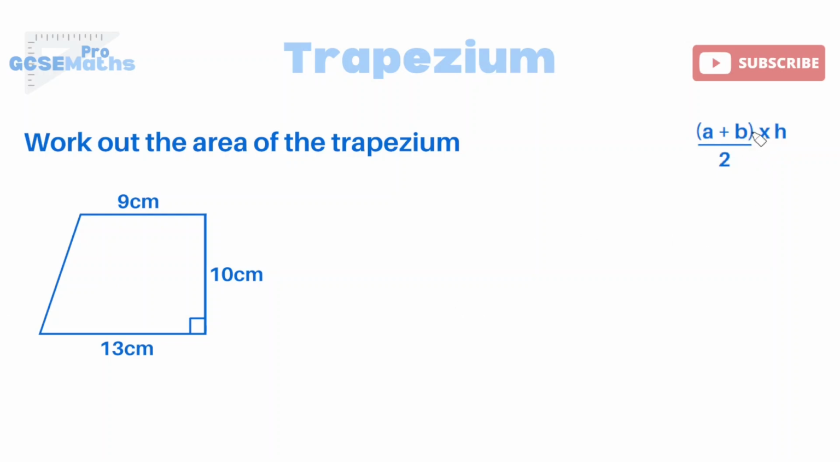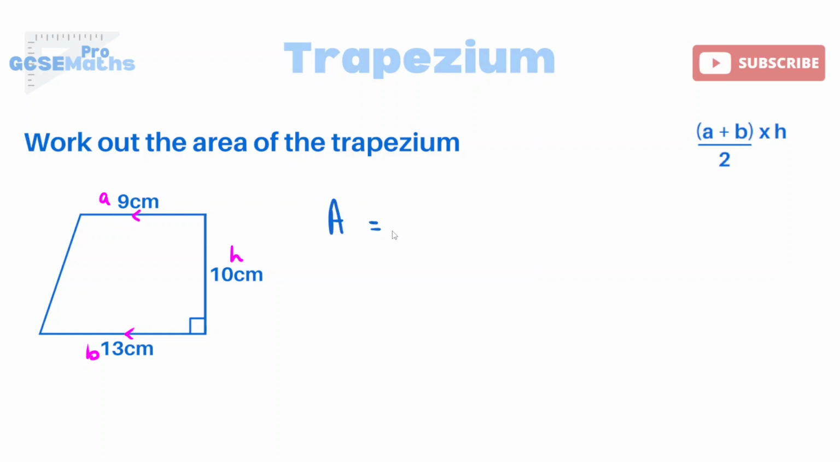Okay, well first of all I need to label the sides or the measurements that are relevant to me. So first of all, A and B we said are the parallel sides. In that case, that's obviously going to be the top and the bottom here, because these are parallel sides. And then obviously here we actually have a side which is a perpendicular side, so I can use this one as the height. And then we're just going to put it into our formula.